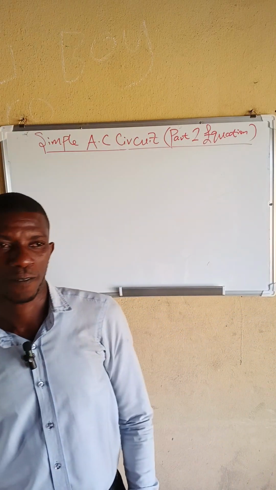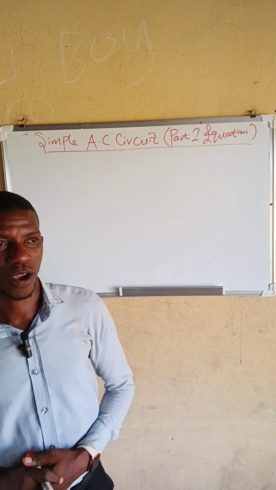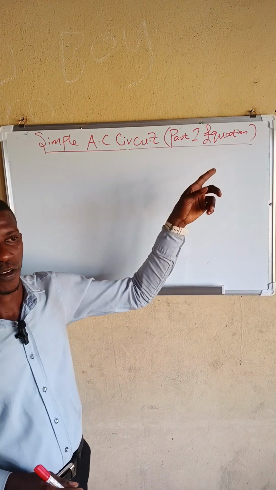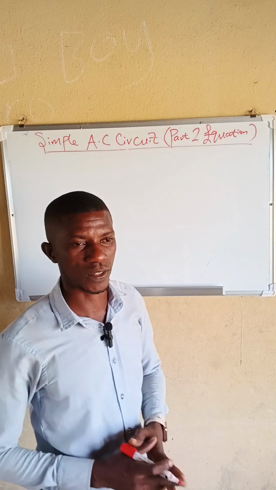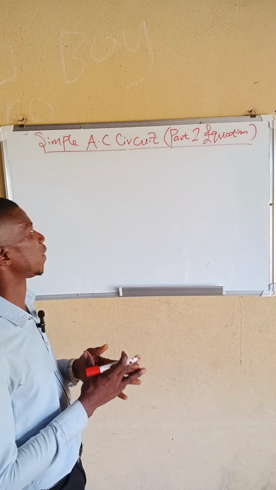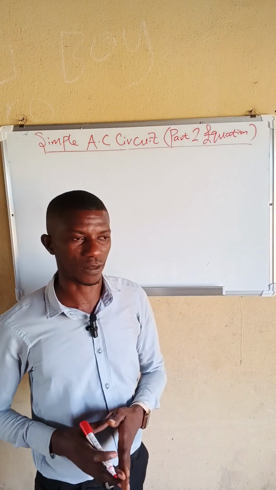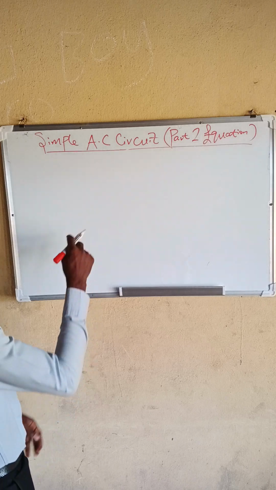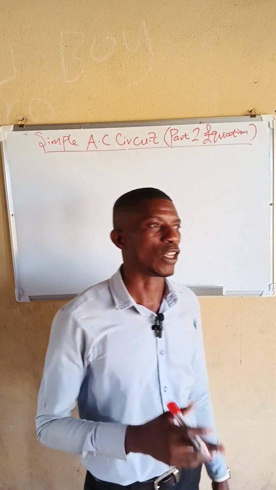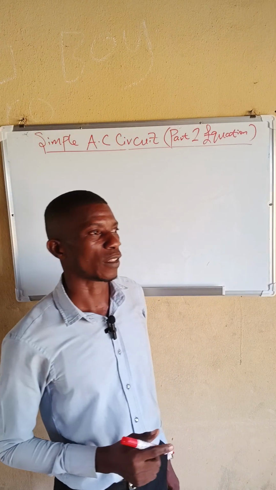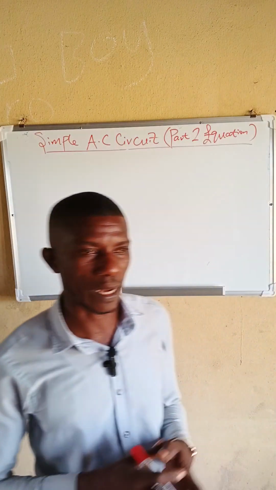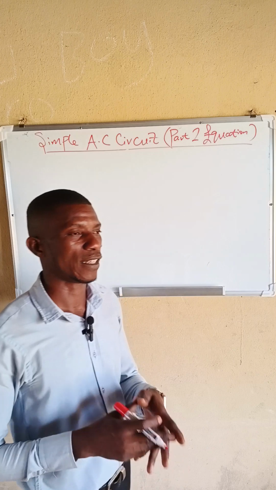Good day, everybody. In today's lecture, we are going to have a simple AC circuit, part 2 equation. Previously, we have discussed simple AC circuits, part 1 equation. So that is how the topic is being modeled. Now, in simple AC circuit, part 2 equation, we are going to look into equations of the inductor connected in an AC circuit and the capacitor connected in an AC circuit.